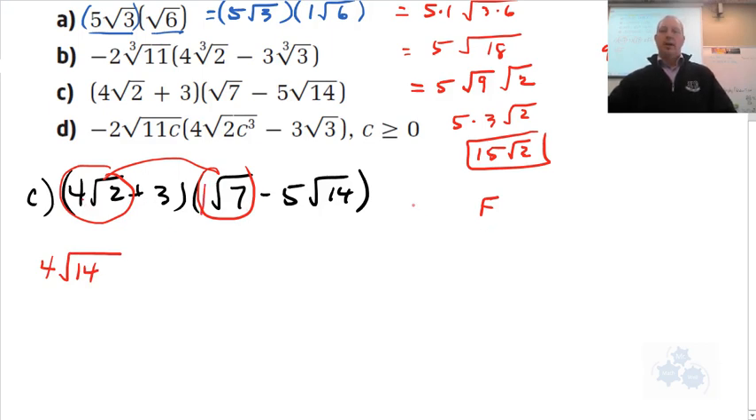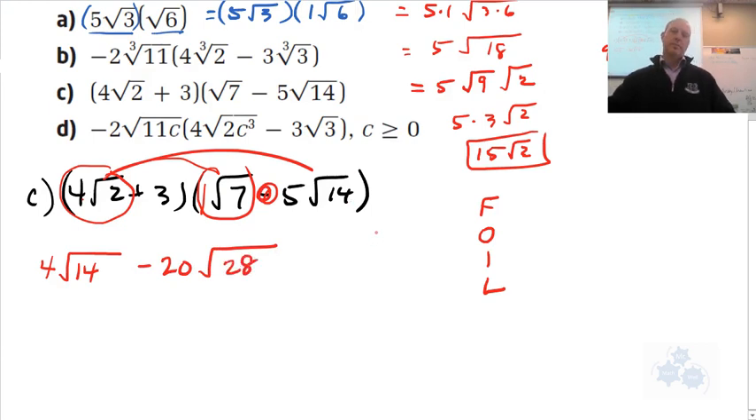Good. The outside terms go next. That's the O in FOIL. So we have 4 root 2 times negative 5 root 14. Remember the sign here. So that's minus 20 root, well, 14 times 2 is 28. Okay.